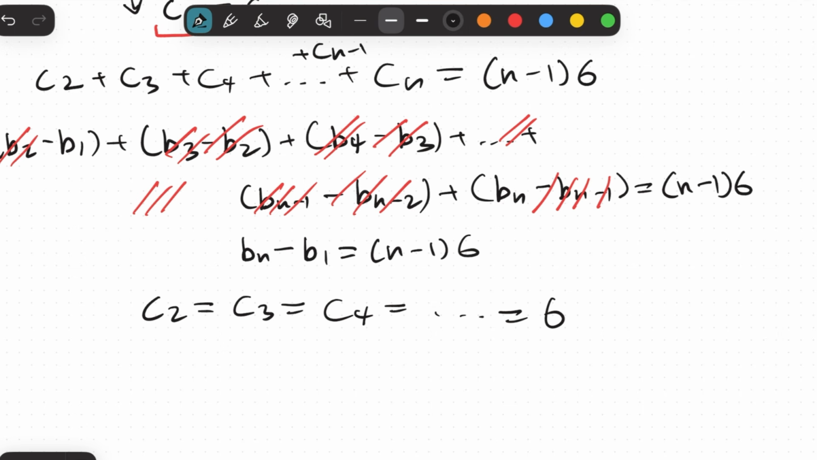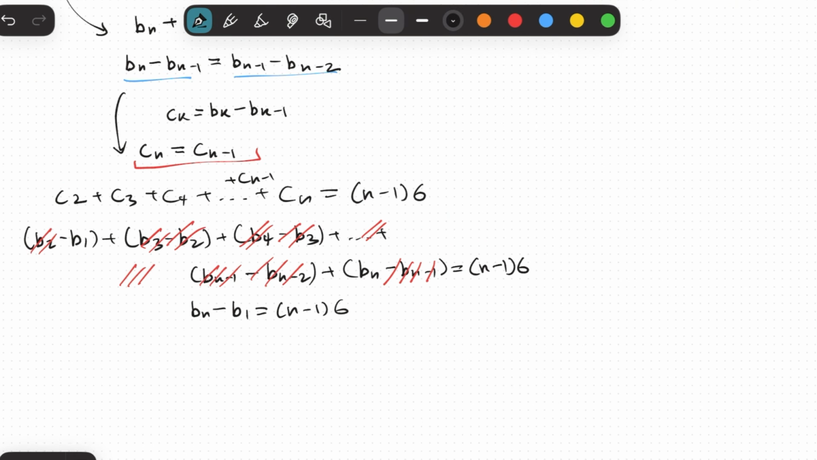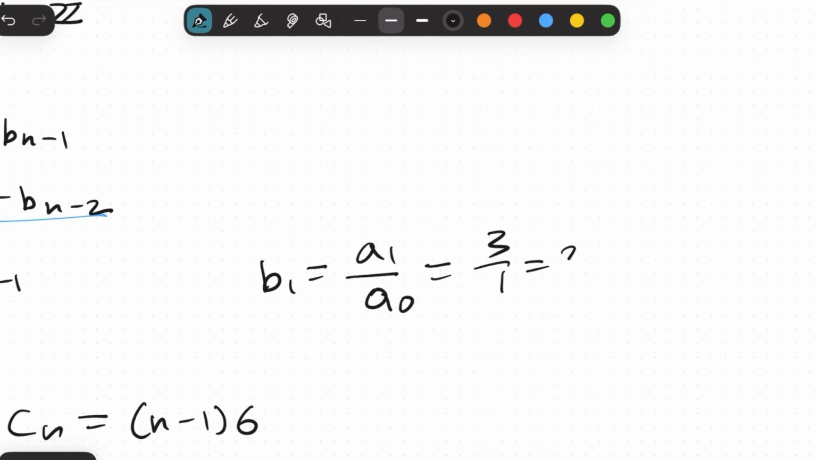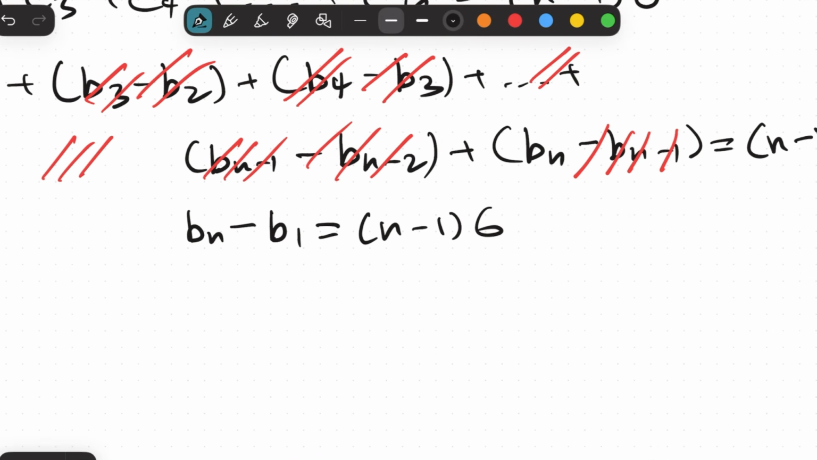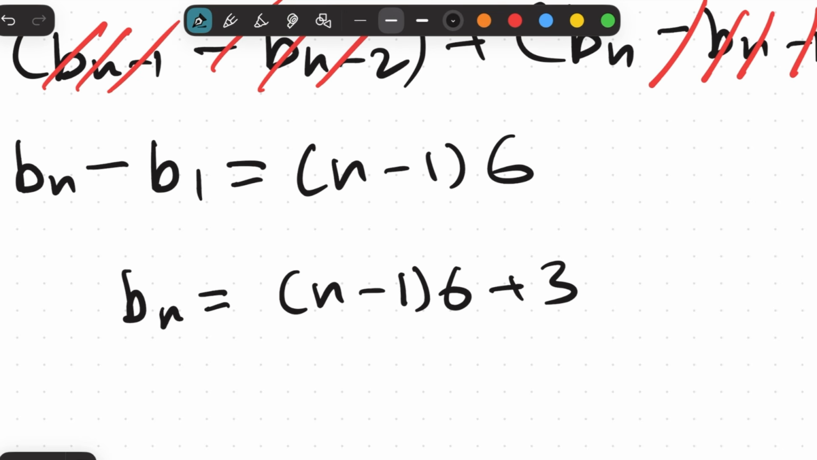Super convenient. Now we can basically get Bn because this B1 we obviously know. We can just calculate it by brute force. That's 3 and 1. There we go. So therefore, in this case, Bn is equal to (n minus 1) times 6 plus 3. And therefore, Bn has a closed formula that we just derived.